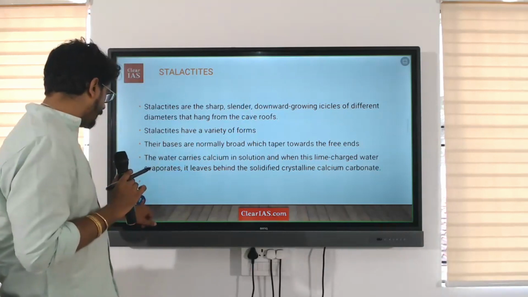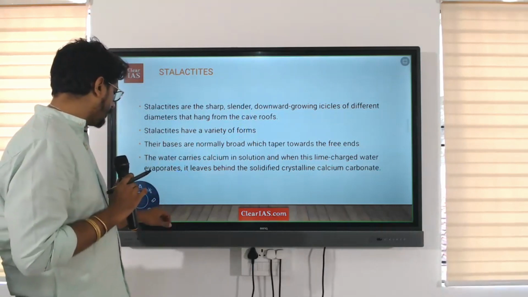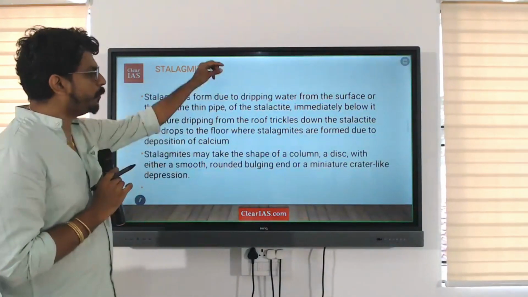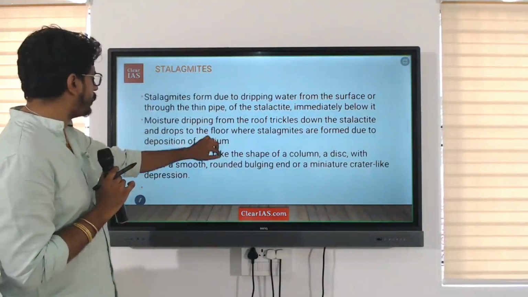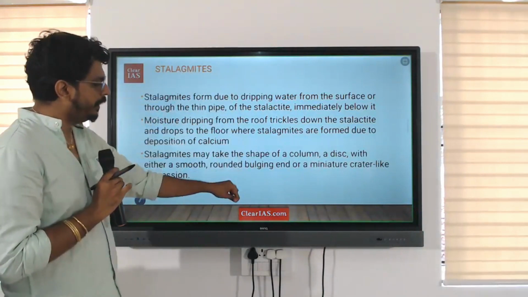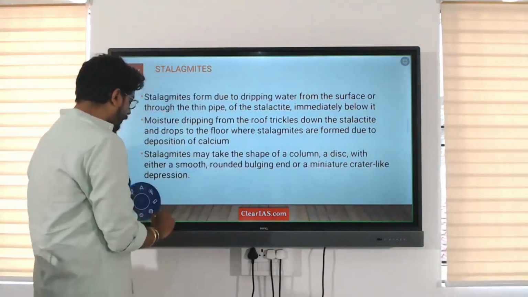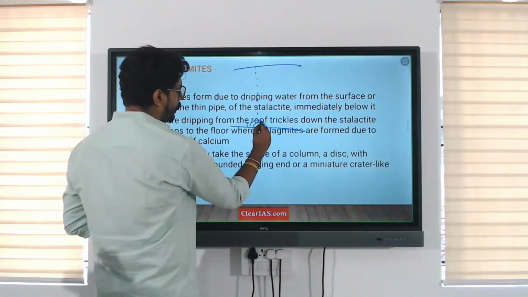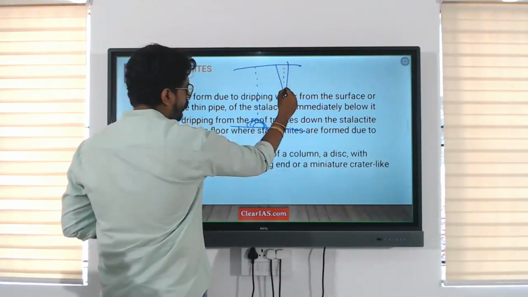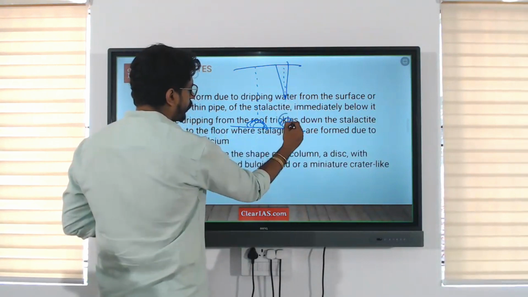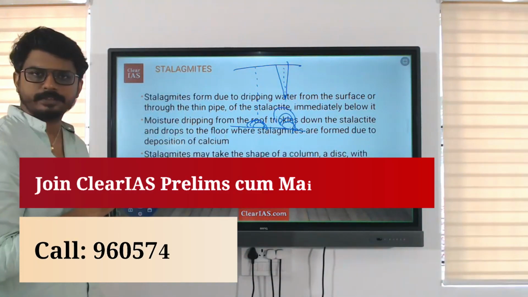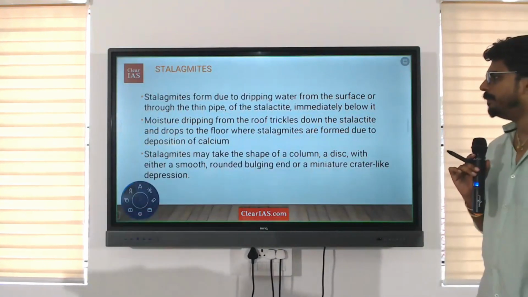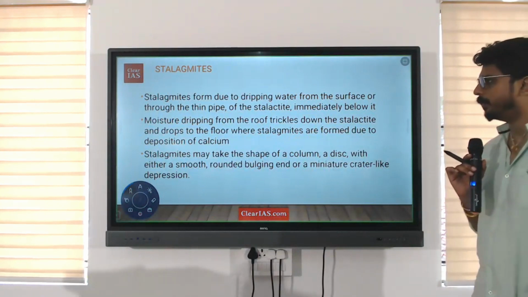Next, we'll be moving on to stalagmites. They are formed due to dripping of water from the surface or through the thin pipe of a stalactite immediately below it. So either they can form when water directly drips down from the base and starts accumulating, or the water drips down from a stalactite and starts forming below the stalactite. Both cases: dripping water from the surface or through the thin pipe of the stalactite immediately below it.